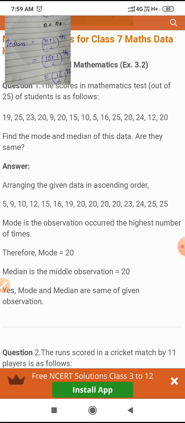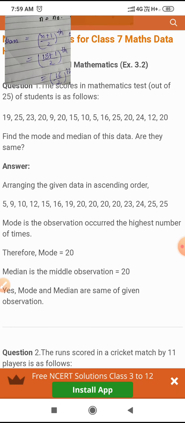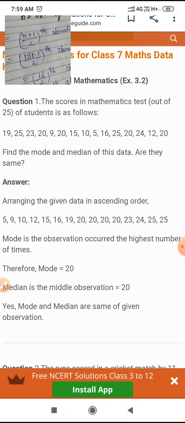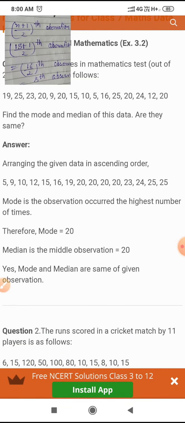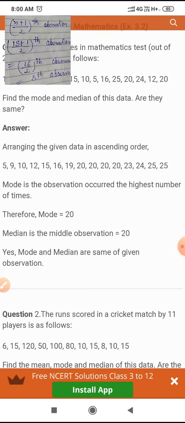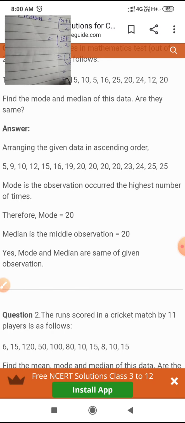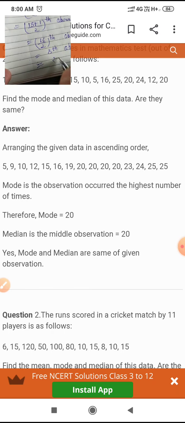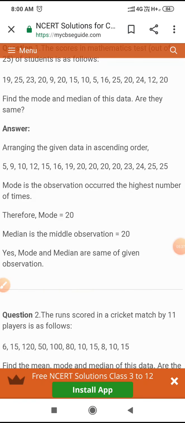Now you have the eighth term or eighth observation here. So check your eighth observation and it is 20. So the median of this data is 20. From our answer we can conclude that the mode and median of the given set of observations are equal.